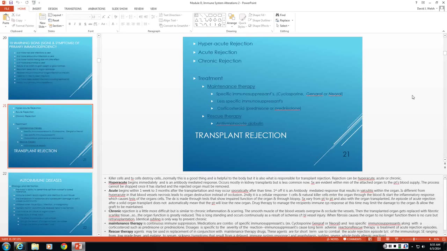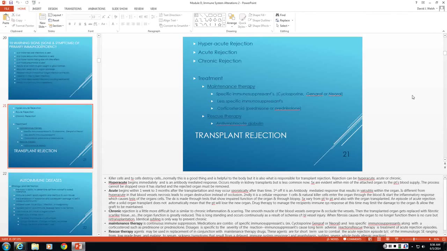So, hyperacute usually begins immediately and is an antibody-mediated response. It occurs most likely in kidney transplants, but it's less common now. Now, symptoms are evident within minutes of the organ being attached to the patient's blood supply. The process cannot be stopped once it's started, and the rejected organ has to be removed.